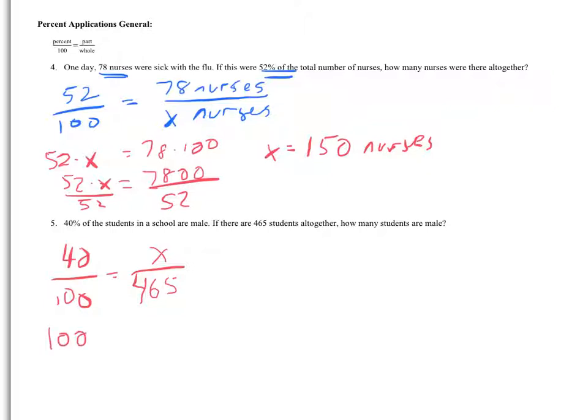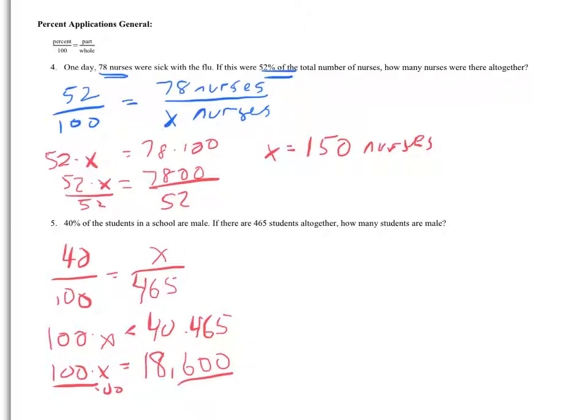Cross products gives 100 times X equal to 40 times 465. When you multiply 40 and 465, you should get 18,600. So that when we divide by 100, we get exactly 186, and that would be male students for our units.